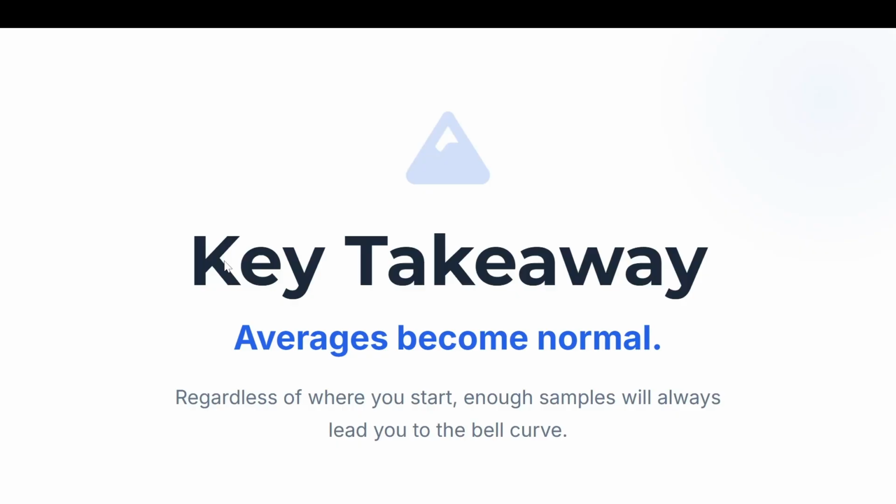So what is our takeaway on the central limit theorem from this video? The central limit theorem shows that when we take enough random samples, the distribution of their averages becomes approximately normal, even if the original data is not. That's why the normal curve appears everywhere in statistics, and that is why it is so important.